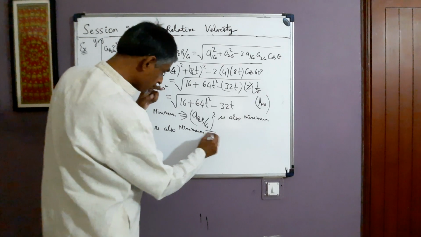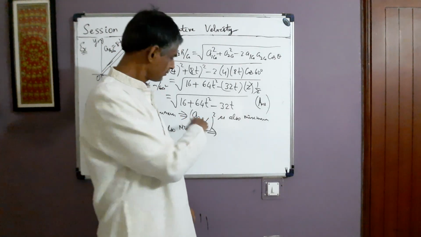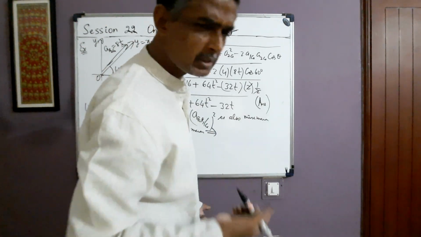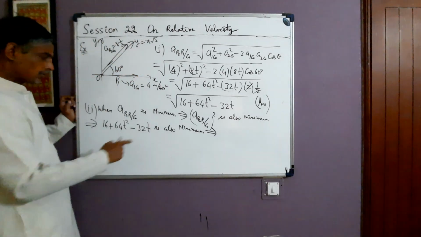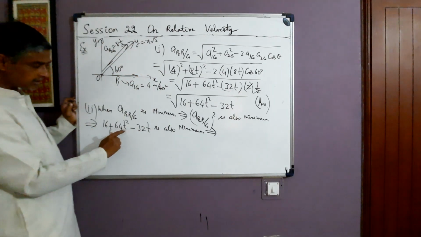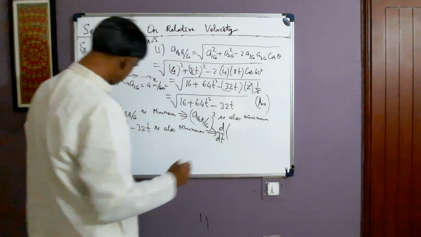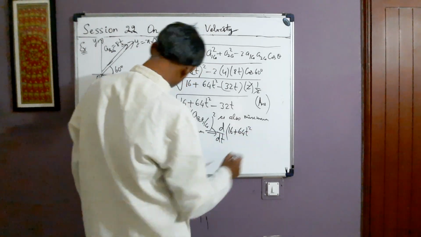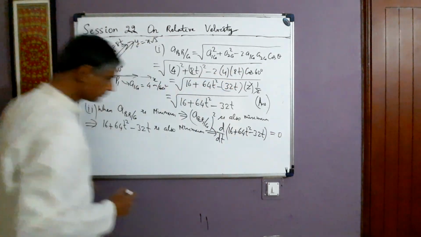Why have we taken the square? Just to avoid the calculation, just to get rid of this square root, to save time in this minimization problem using calculus. This will mean minimum if the derivative of this with respect to t is 0. So d by dt of 16 plus 64t square minus 32t is equal to 0.